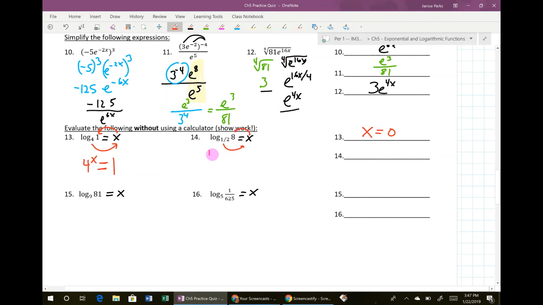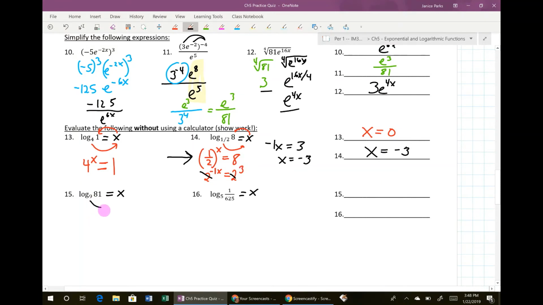For number 14, we get 1/2 in parentheses to the x is equal to 8. Now, some of you might already know the answer, but you're trying to figure out what power do I raise 2 to get to 8, and then also flip it over and make it a reciprocal. So if you think of 1/2 as 2 to the negative 1, and you think of 8 as 2 to the 3rd, then you can solve it by just canceling those 2's out, and you get negative 1x equals 3, so x equals negative 3. You can, again, just do that part in your head, and I'm okay with that. 1/2 to the negative 3 is equal to 8.